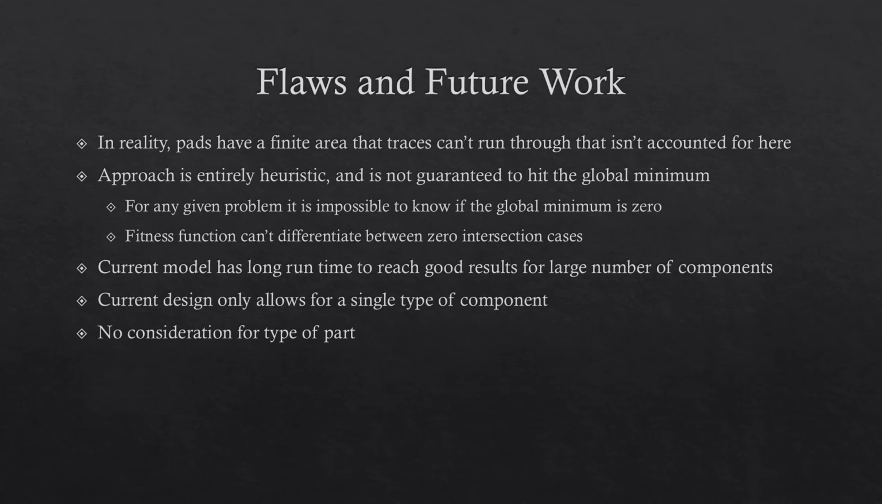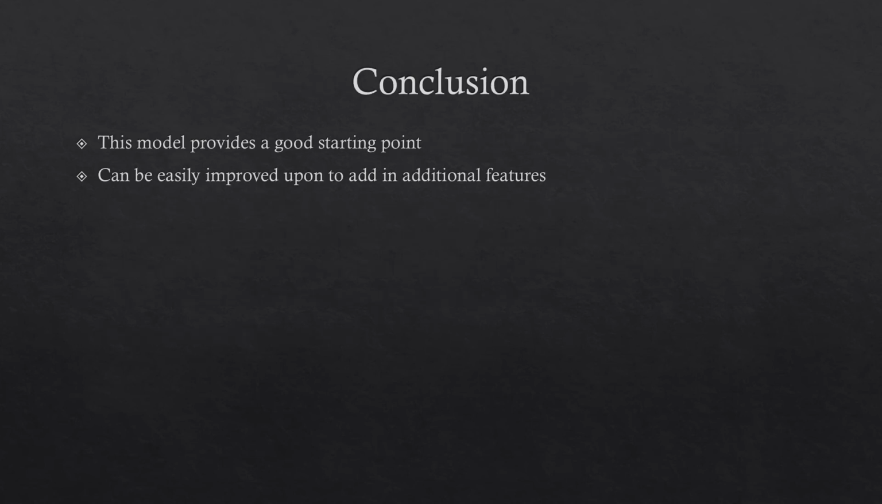Additionally, the current model has a long runtime to produce good results for any system with a large number of components, and it only allows for a single type of component, which can be fixed upon in future iterations. Additionally, there is no consideration for the type of part, which may affect where you want to place them on the circuit board. In conclusion, this model provides a good starting point for placing components on a circuit board and can easily be improved upon to add in additional features in the future.